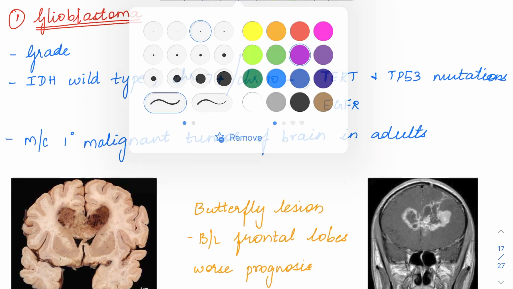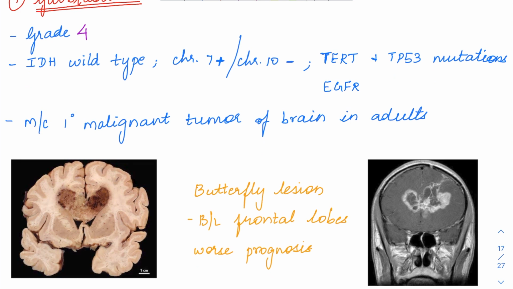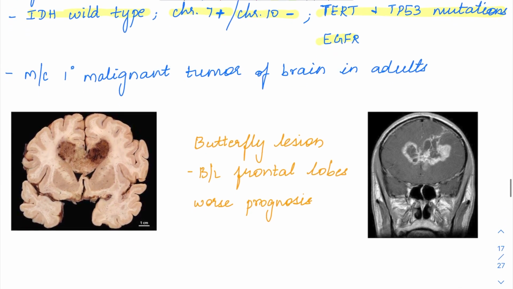And glioblastoma is going to be WHO grade 4. In the new classification, they have changed the mutations. To call it a glioblastoma, there should be no IDH mutation. So IDH should be wild type, meaning normal, along with chromosome 7 gain or chromosome 10 loss. And TERT promoter mutations, TP53 mutations or EGFR mutations can be present. So only when you have an IDH wild type with any of these things can we call it a glioblastoma. Otherwise, it will become astrocytoma grade 4.